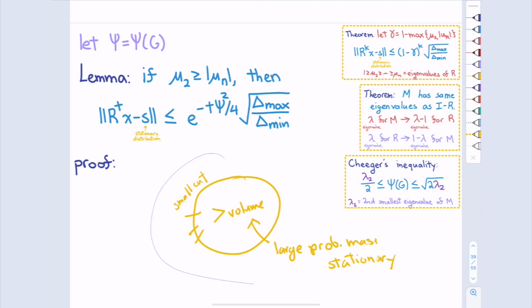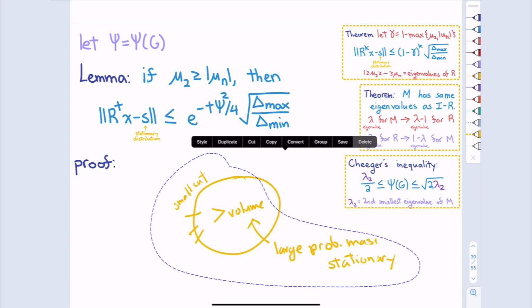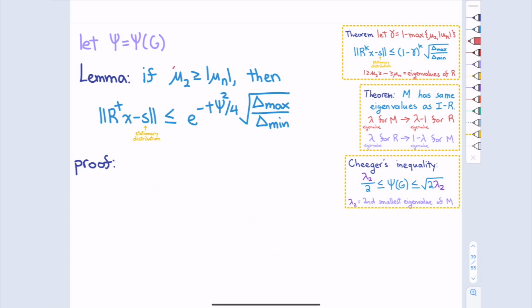That said, we are currently assuming this, and we're going to figure out how to address this and get rid of it in a moment. So how do we prove this? I guess we can start with this thing is at most 1 minus gamma to the k times the square root thing. Under our assumption, what is gamma?